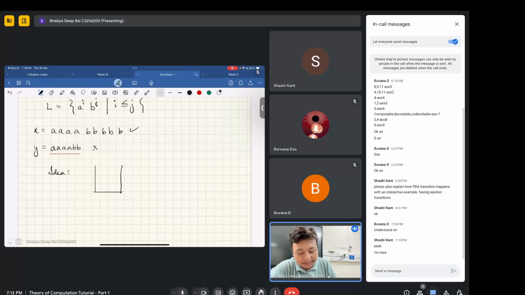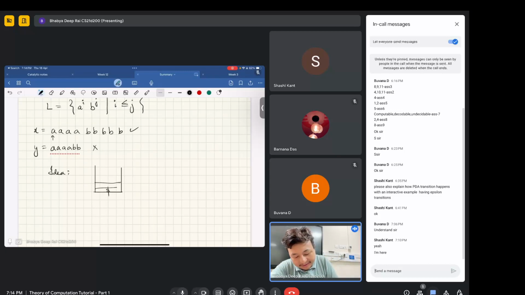The idea is I'll keep pushing onto the stack as I see A's. There's a dollar sign on the bottom. There are two ways to accept in a PDA: one is by empty stack, or by reaching the end of the string. Let's do the empty stack approach.